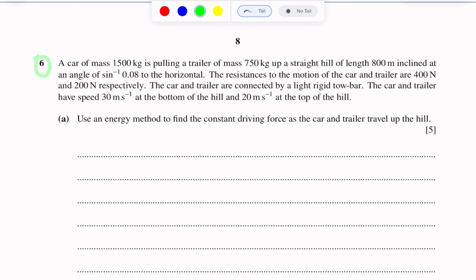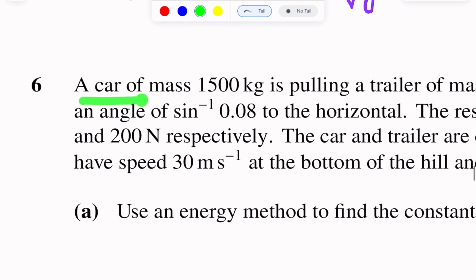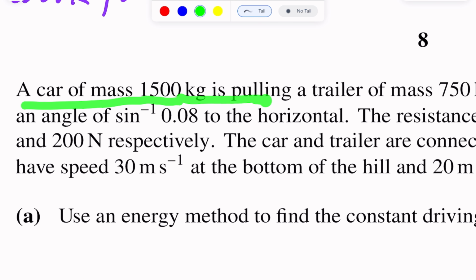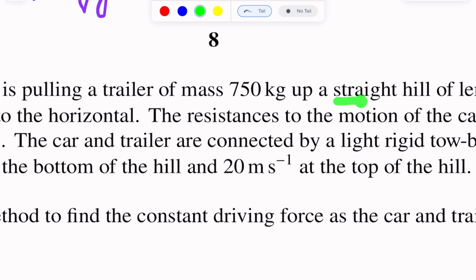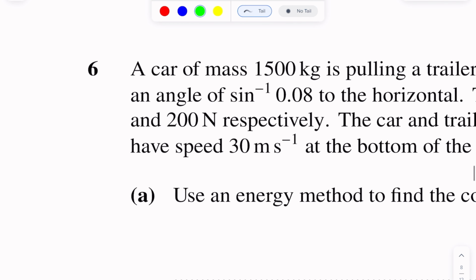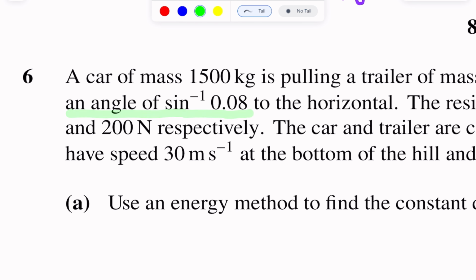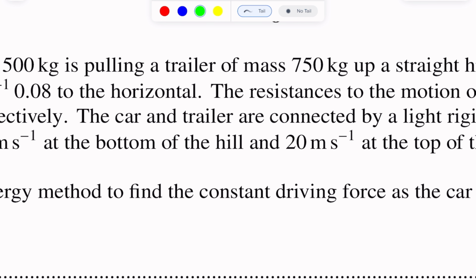Question number 6. This question is from work, power, and energy. A car of mass 1500 kg is pulling a trailer of mass 750 kg up a straight hill of length 800 meters inclined at an angle of sine inverse 0.08 to the horizontal. This is inclined plane motion.